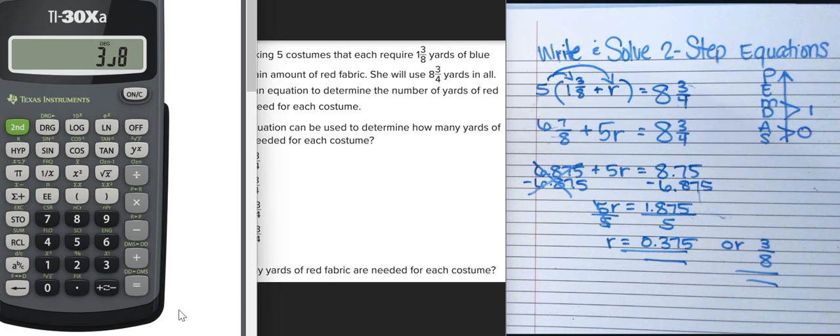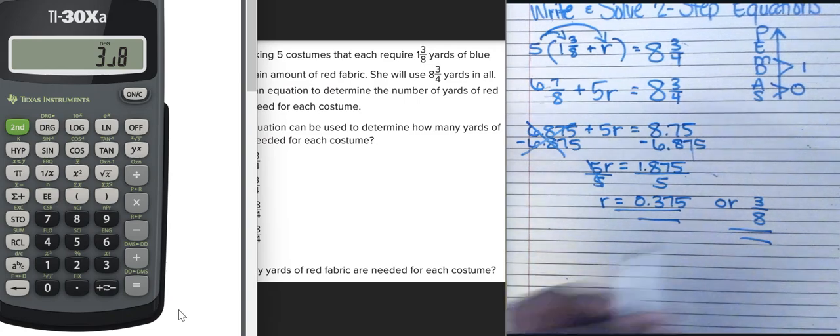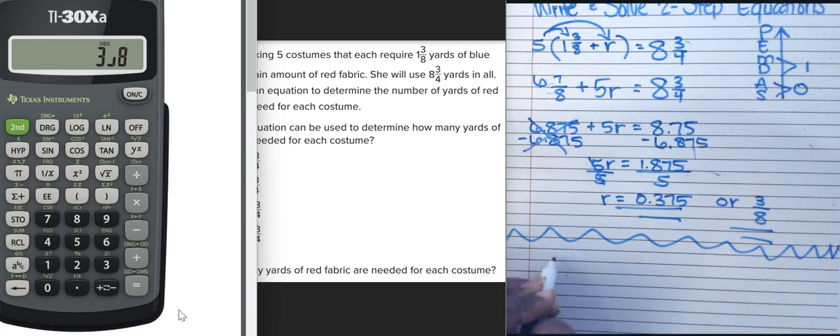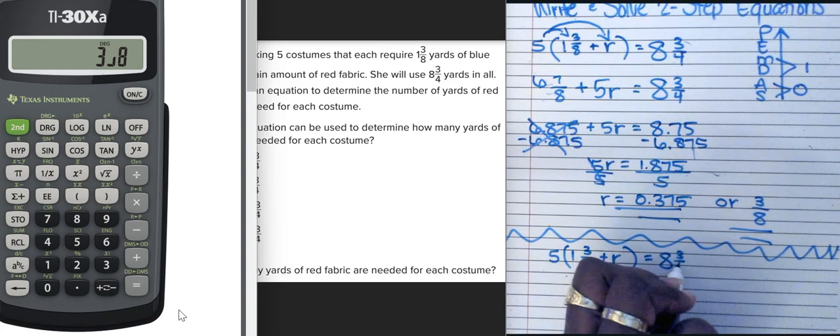Now, I am going to show you the other way that you can solve it. So remember, if this works for you, you can stop the video. But if you want that second method, just go on and follow along with us. So I'm going to rewrite the same problem. I'm going to write 5 times (1 3/8 plus r). That's going to be equal to 8 3/4.